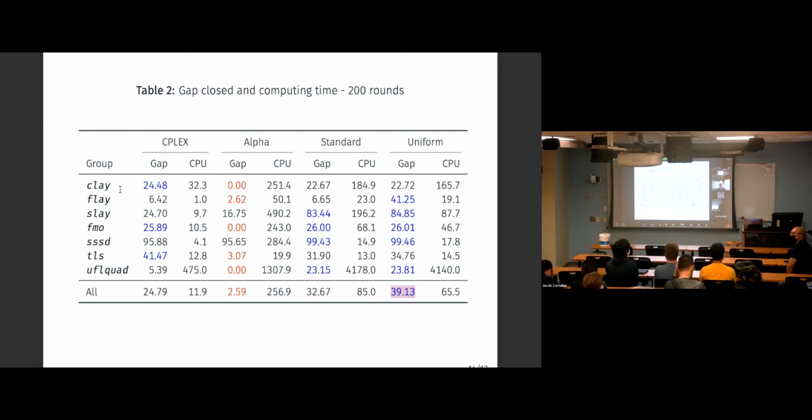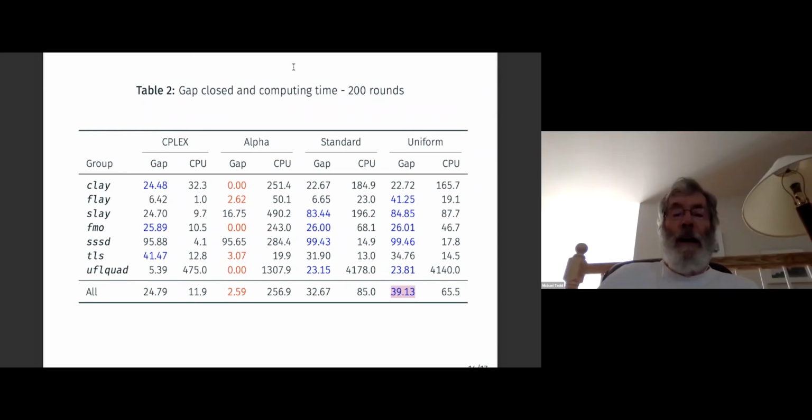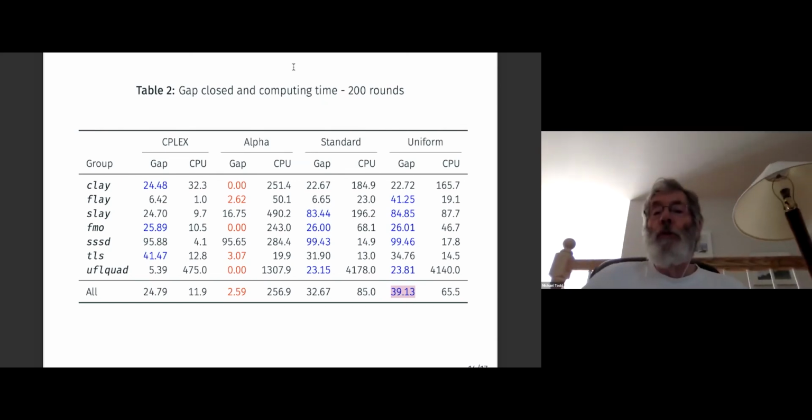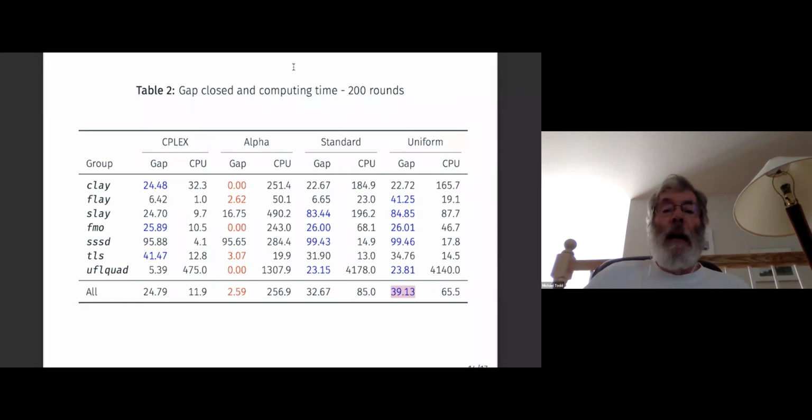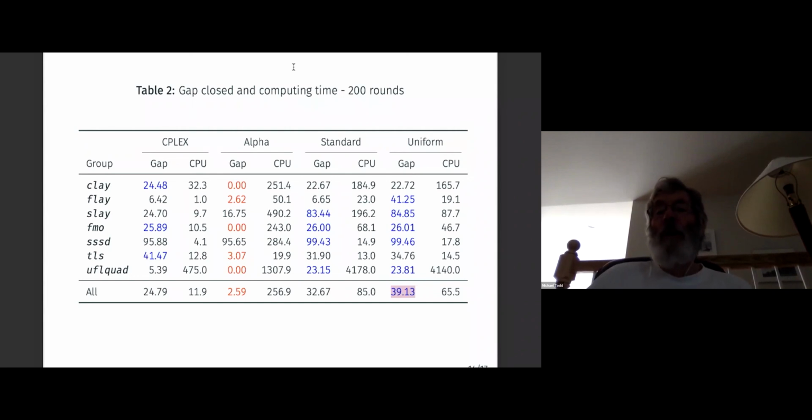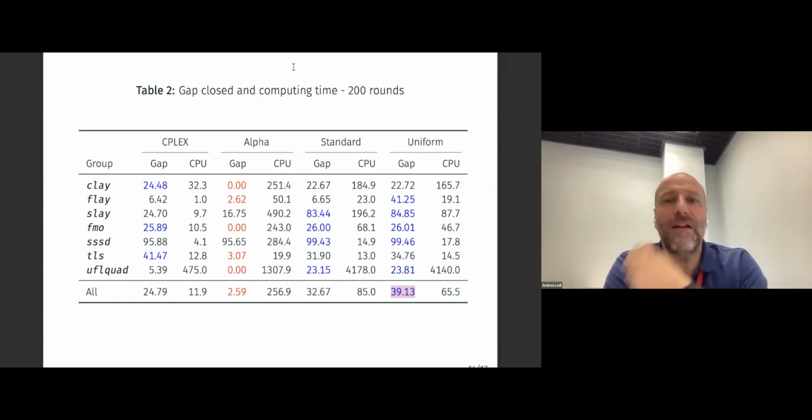Any other questions? Okay, Andrea, thank you very much. Oh, Mike? I was just going to say you showed two tables, one with 10 rounds, one with 200. I didn't see the numbers closely enough, but the Cplex rounds are much, much cheaper. So if you did 100 rounds of Cplex, how would that compare to 10 rounds of uniform in terms of gap and time? It's a good question.